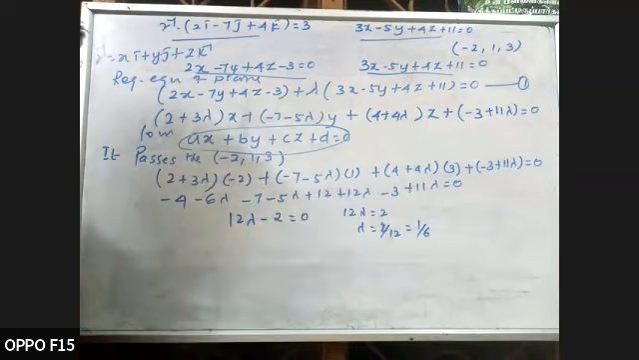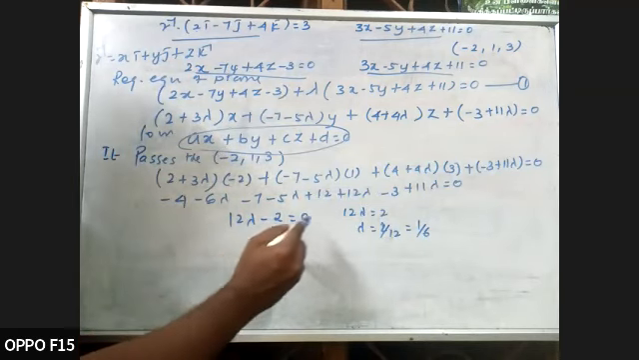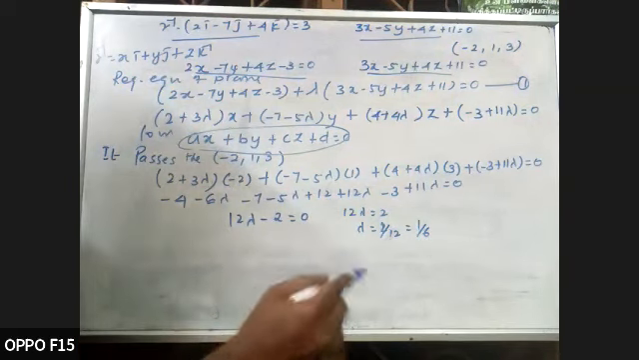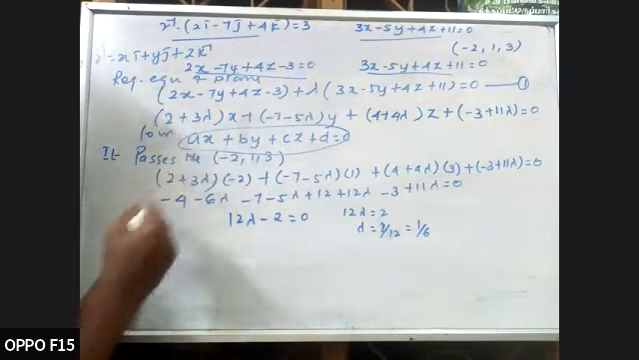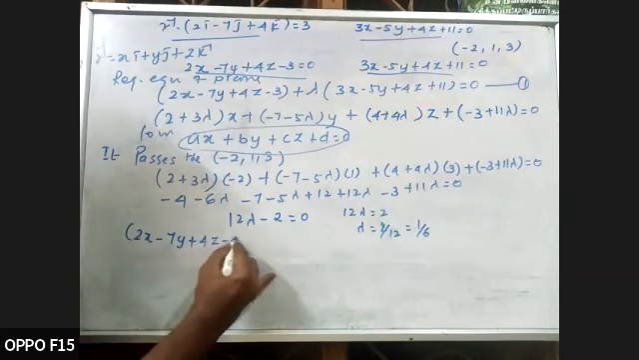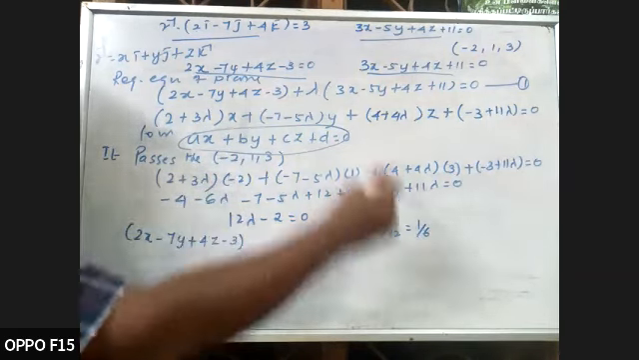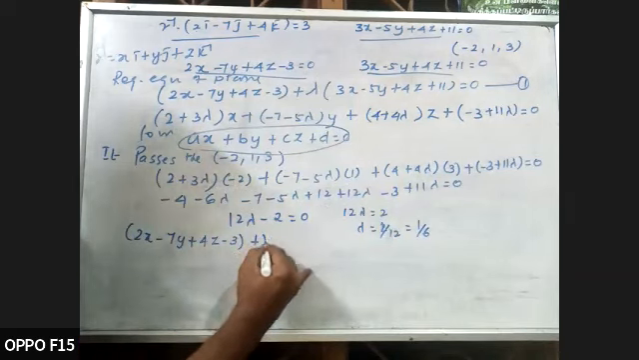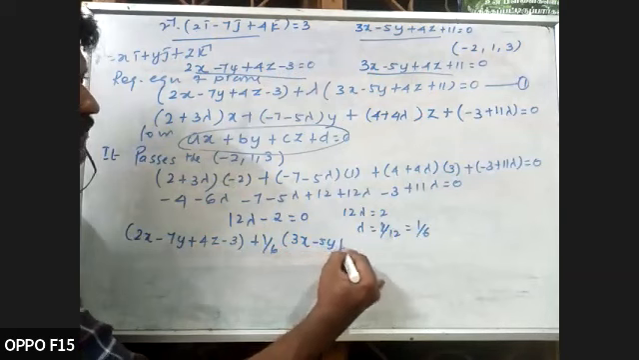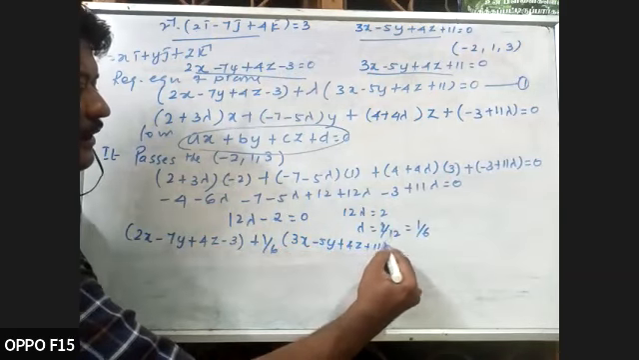Substituting all the values, we'll get 12 minus lambda minus 2 equal to 0. 12 lambda equals to 2, lambda equal to 1 by 6. Substitute in the first equation: 2x minus 7y plus 4z minus 3, plus lambda, which is 1 by 6, into 3x minus 5y plus 4z plus 11 equal to 0.